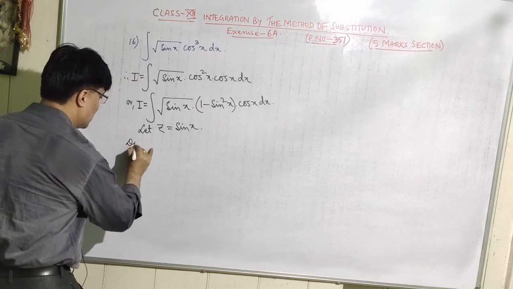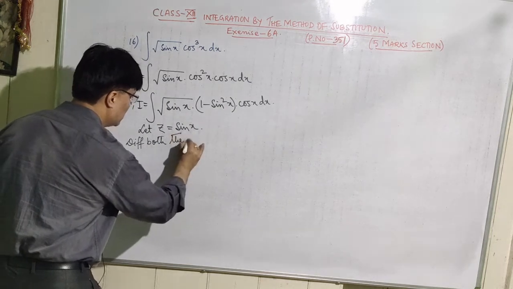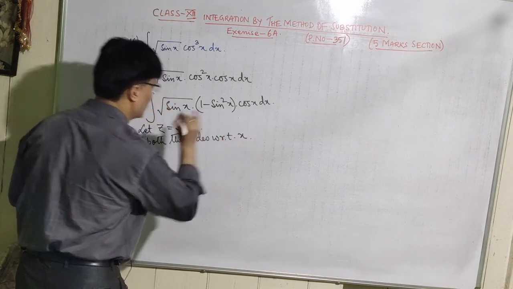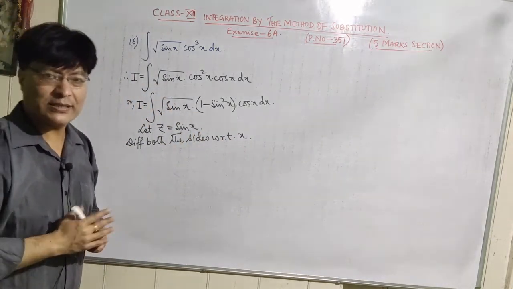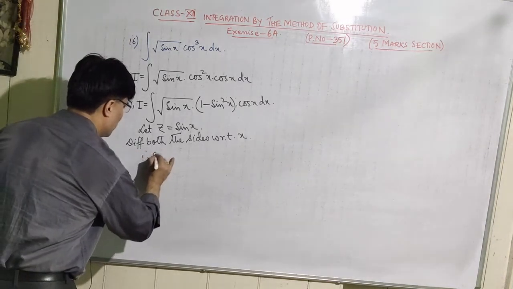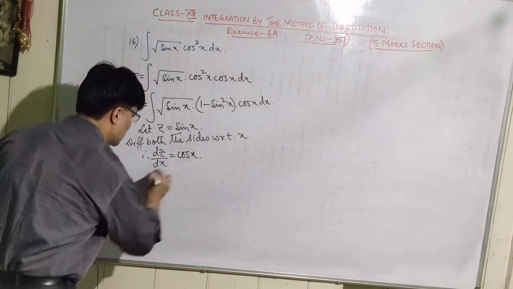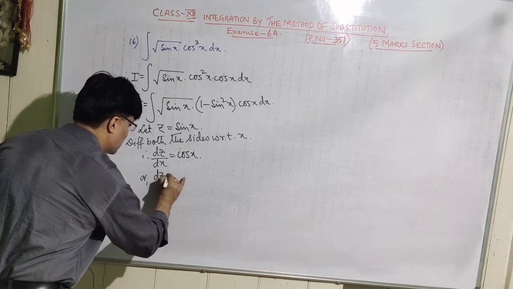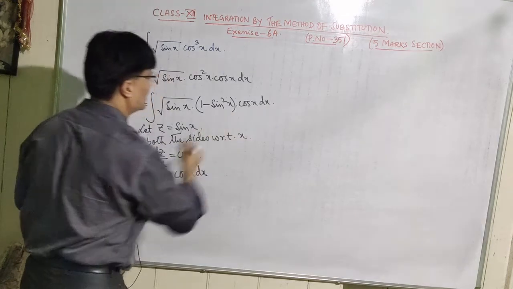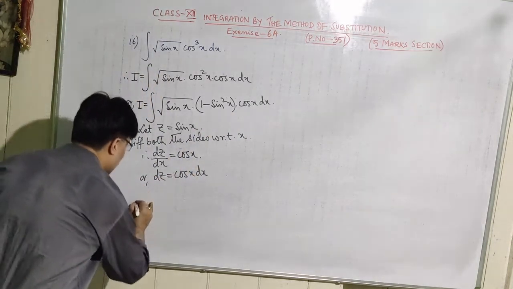Okay, so now let us differentiate both the sides with respect to x. We are differentiating both the sides with respect to x. Okay, so therefore now dz by dx is equal to cos x. Now let us do cross multiplication out here. So dz is equal to cos x dx. That means we are getting the value for this cos x dx, which is equal to dz. Okay, so now what does I become now?